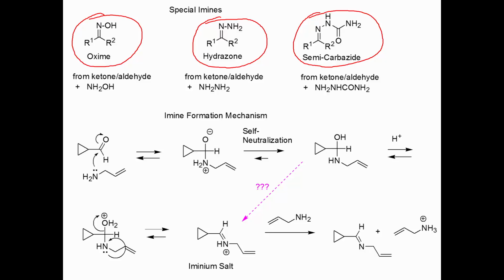All right, let's look at the mechanism for imine formation. It starts out like many of the reactions in the ketone or aldehyde chapter. We have a nucleophile, this is the nitrogen lone pair, which attacks the carbonyl group to generate this species here, which we'll call a zwitterion. It's neutral, but it has a positive and a negative formal charge within the molecule.